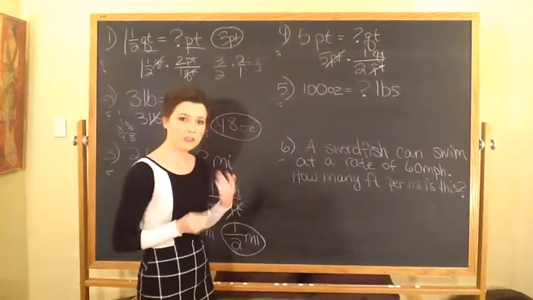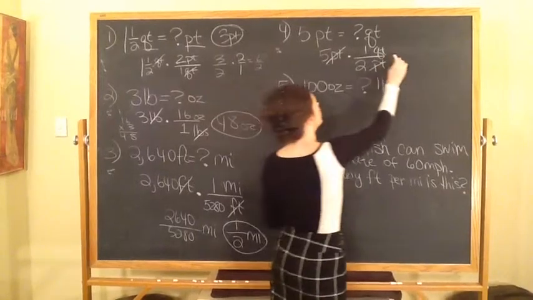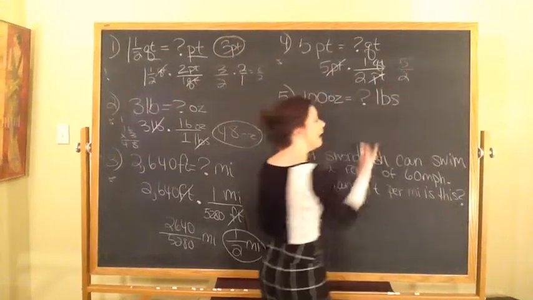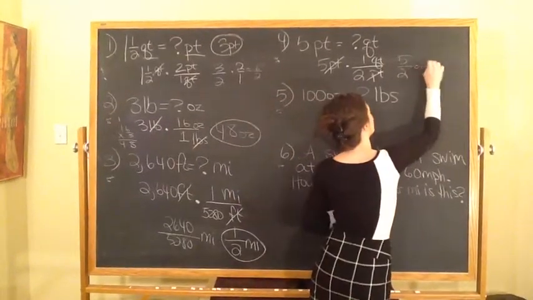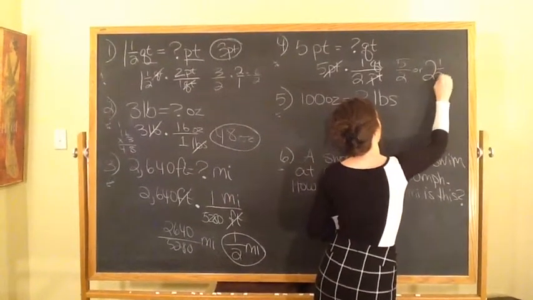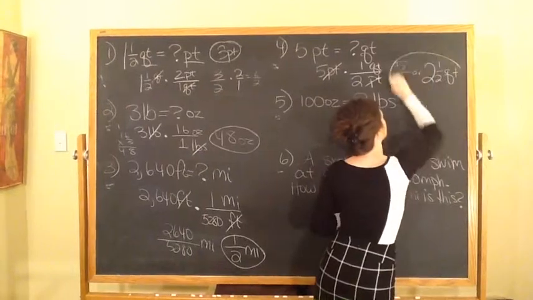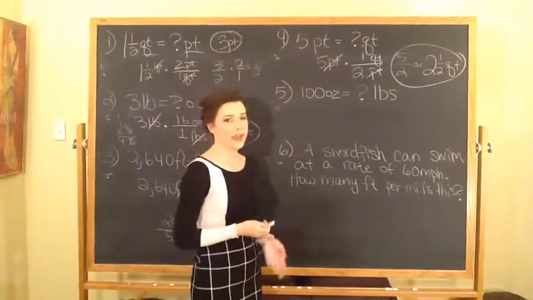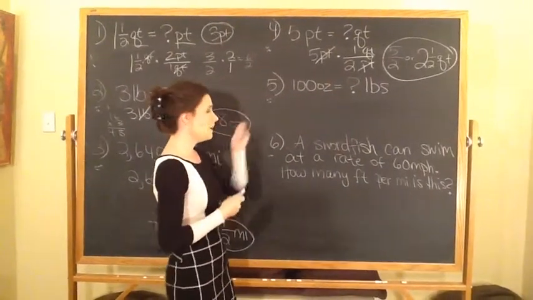So now let's go ahead and multiply across and simplify. So 5 times 1 gives you 5, and then 2 times 1 gives you 2. So we have 5 halves, or 2 1/2 quarts. So you can either write it as 5 halves of a quart or 2 1/2 quarts. Okay? Now let's go ahead and look at number 5.